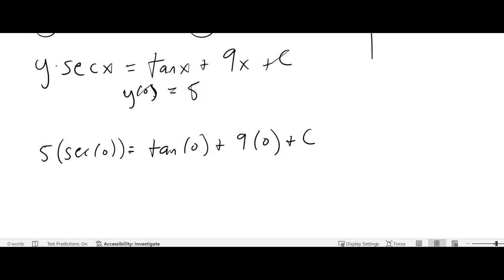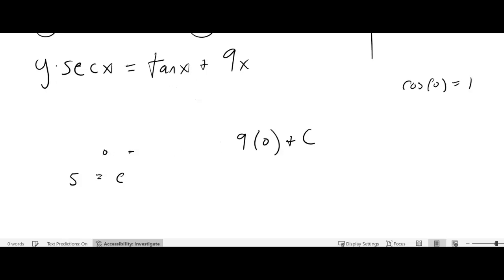Okay, so you've got to remember what the secant of 0 is. A lot of trig in calculus, right? What I usually do if I'm having trouble is find the cosine of 0 and then take the reciprocal, because the secant is the reciprocal of the cosine. So cosine of 0 is 1, so the secant of 0 is 1, times 5. Tangent of 0, of course, is 0. So that gives me c equals 5. I'm just going to come back here and run that in. C equals 5.